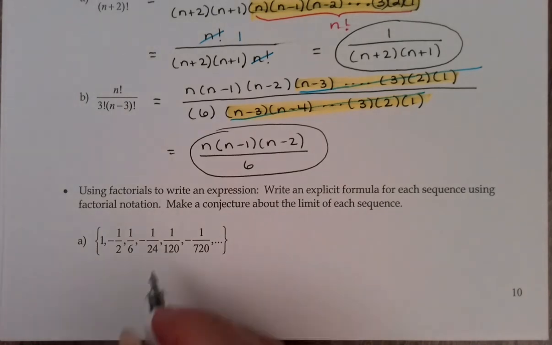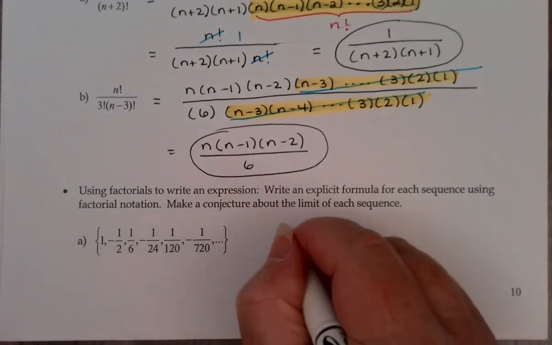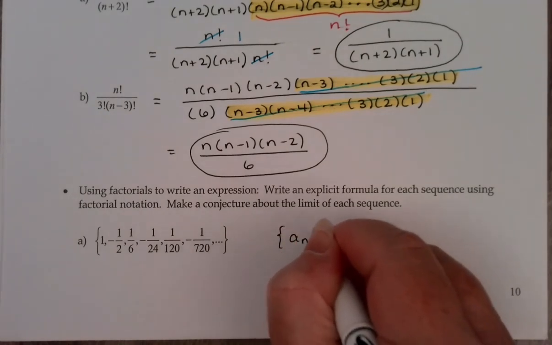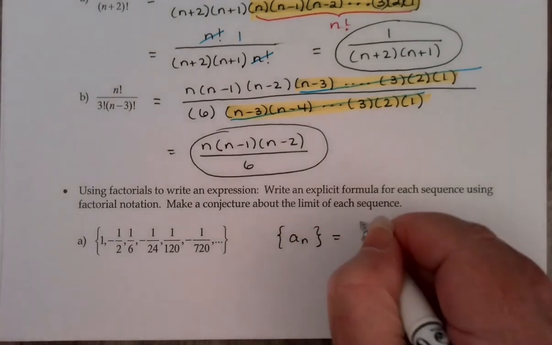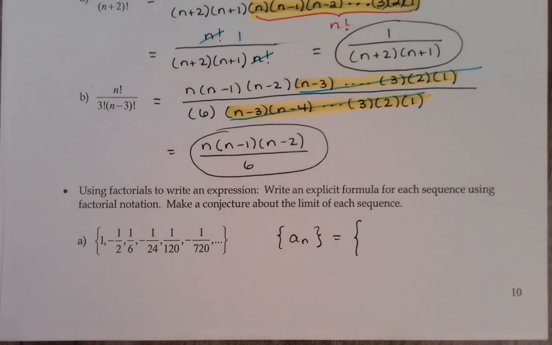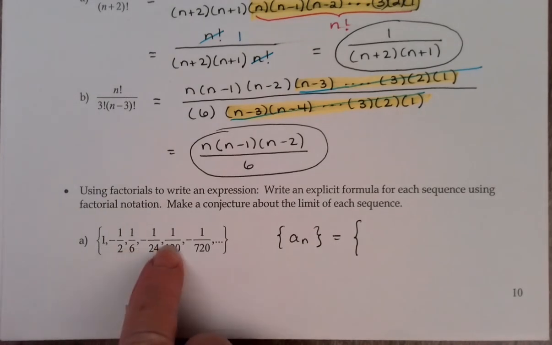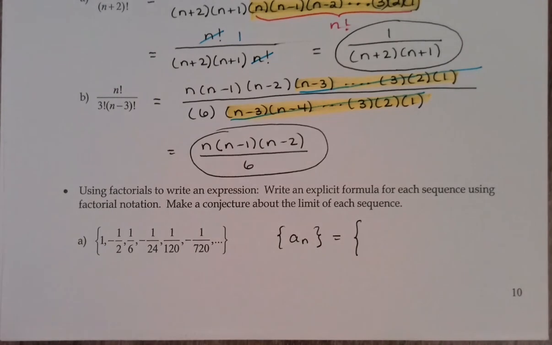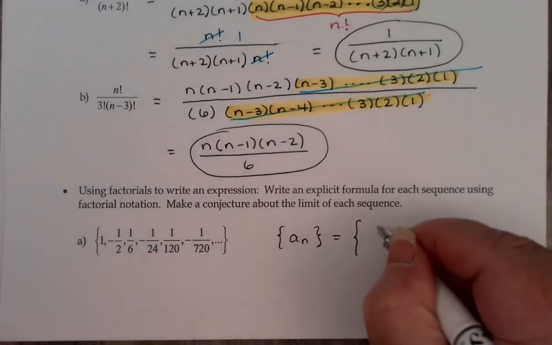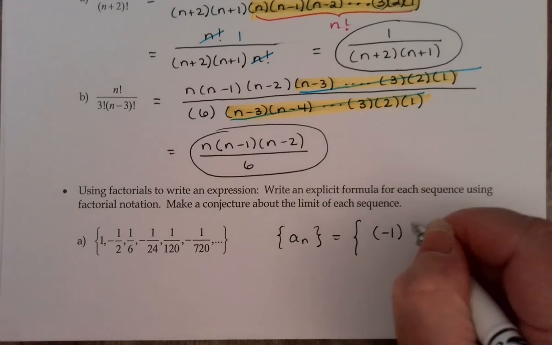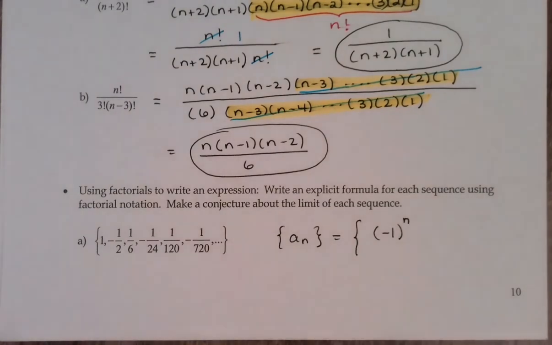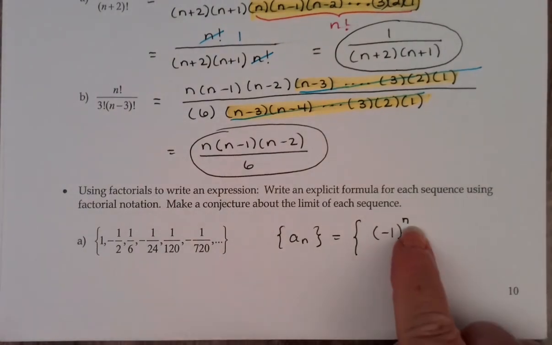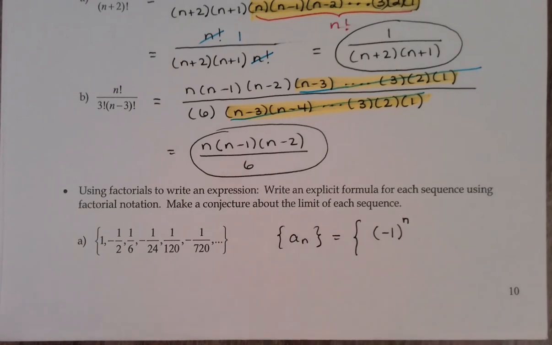So here we go. On this one, A sub n, the sequence, is going to be, well, the first thing I notice here is that this is an alternating sequence, positive, negative, positive, negative. So for sure, we're going to want -1 to the n in here. And we may or may not need to adjust that. Let's talk about that after we've got the rest of it.